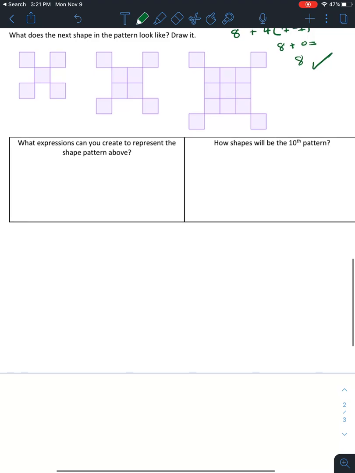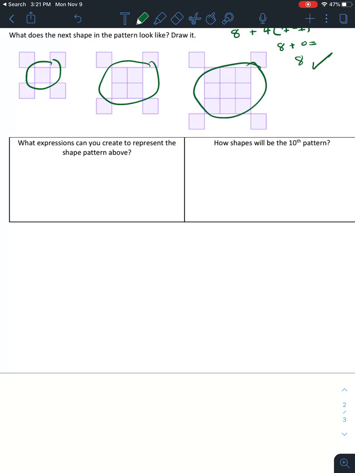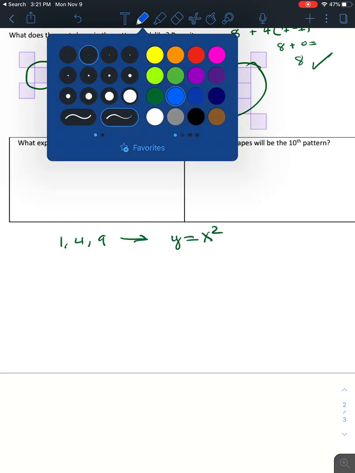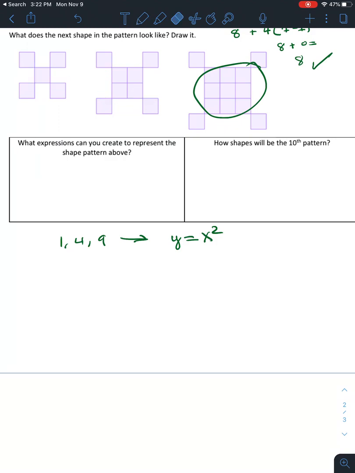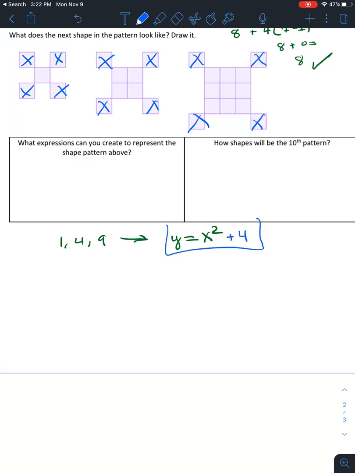We got this new cool looking pattern. Once again, if you got that good eye, you keep seeing this pattern, this 1, 4, 9. This 1, 4, 9 is equivalent to y equals x squared. And then if you look around, let's erase these. Every one of these questions has these 4 extra boxes on the outside, and they're constant. They do not change. So we can just write plus 4. And we are done with that one.